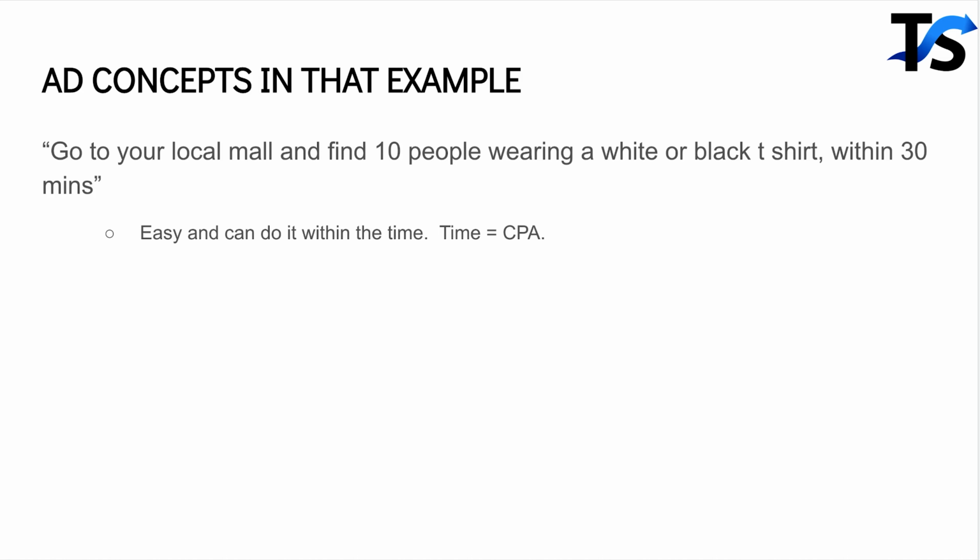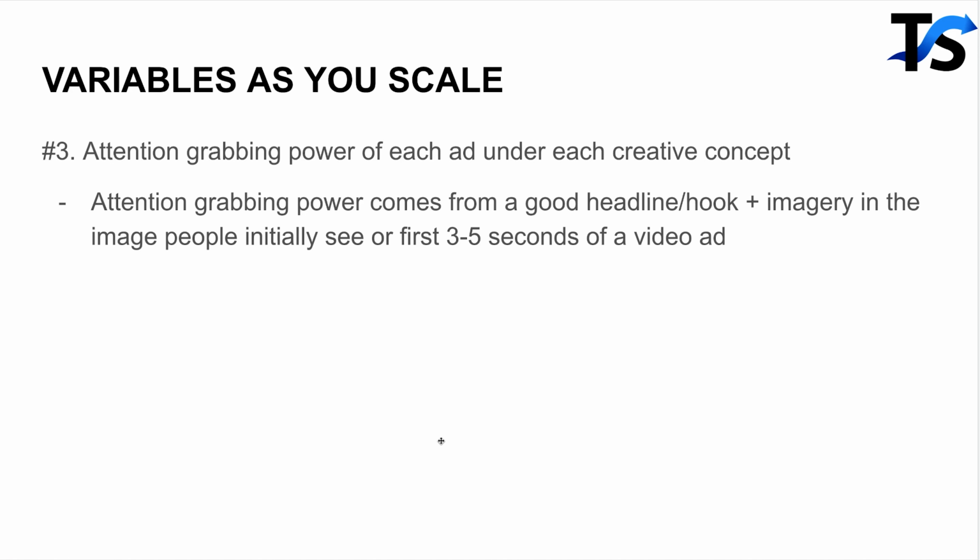As you scale, you want your good offer, and then you have multiple different ad concepts that convert really good. Now, the next variable as you scale is attention grabbing power of each ad under each creative concept. So I basically look at it as you have your offer, then you have your 2 creative concepts, and then you might have 4 or 5 ads under each creative concept. Okay. Now, the better attention grabbing power you have on those creative concepts, the better the ROAS will be, the more people you'll pull into your product.